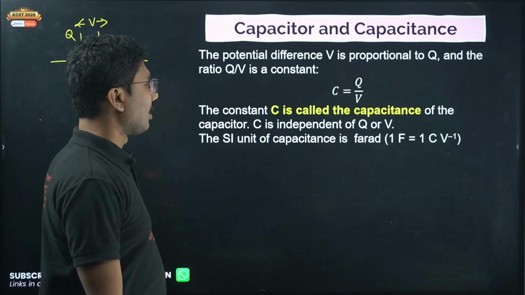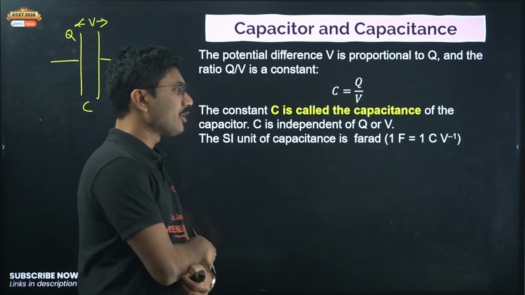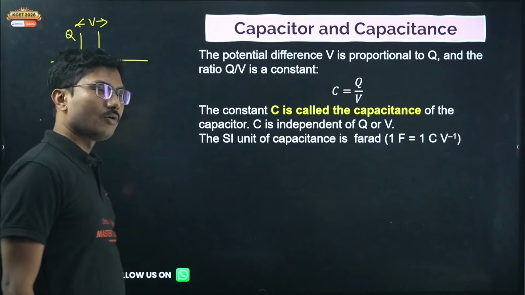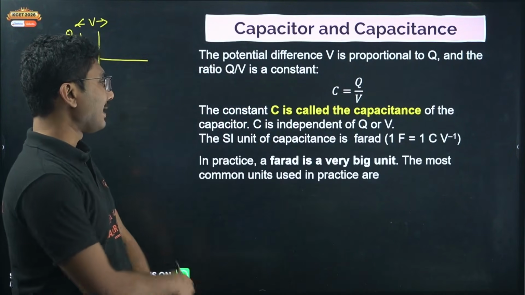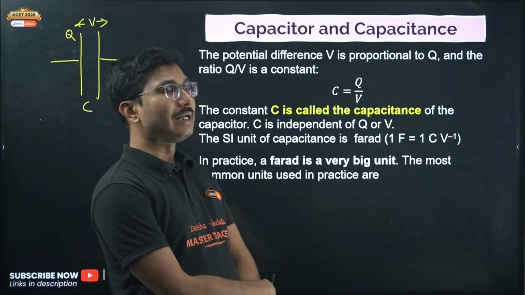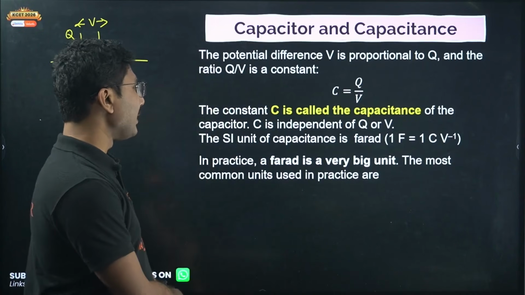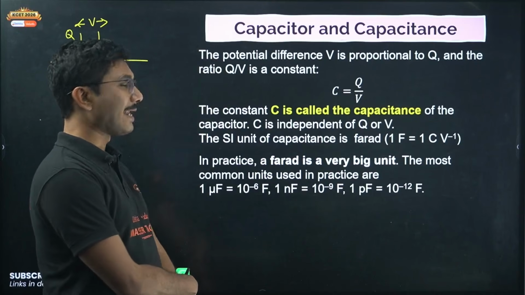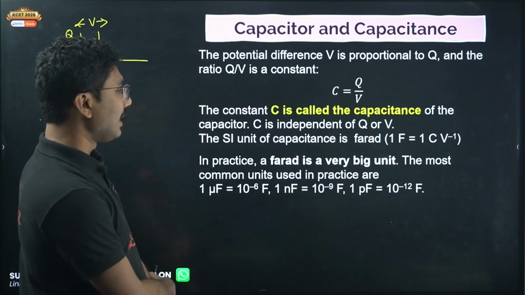Now the SI unit of capacitance is the Farad. Farad is 1 coulomb per volt. In practice, Farad is a very big unit. The most common units used in practice are microfarad, nanofarad, picofarad, etc.